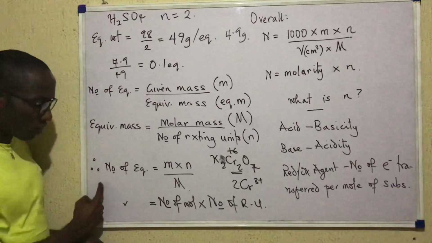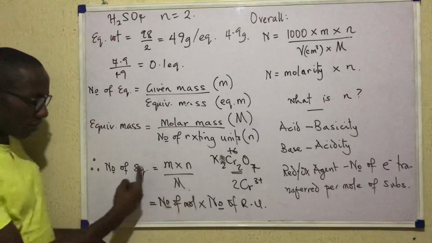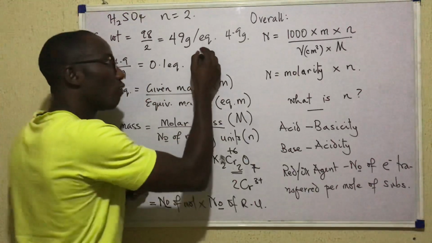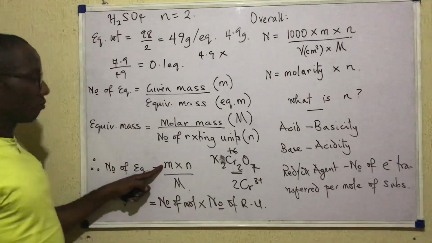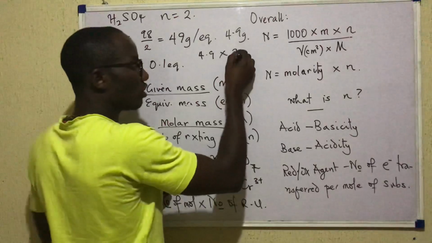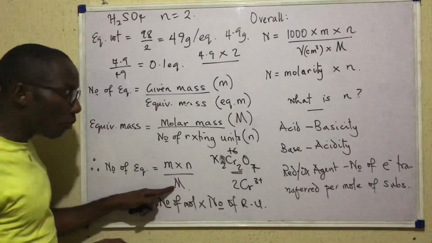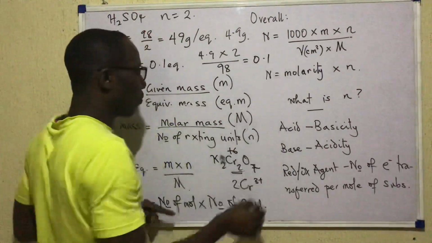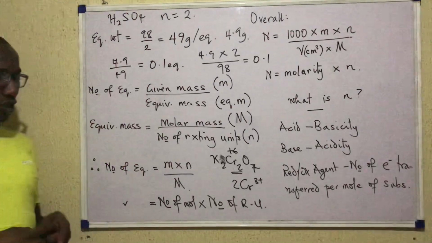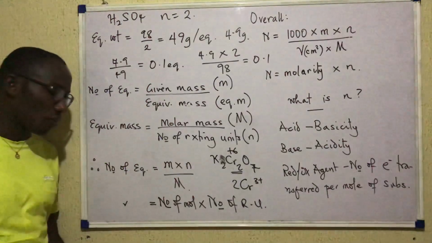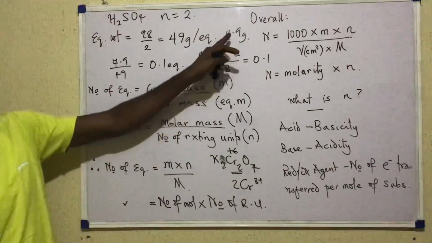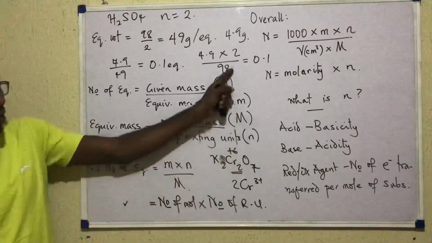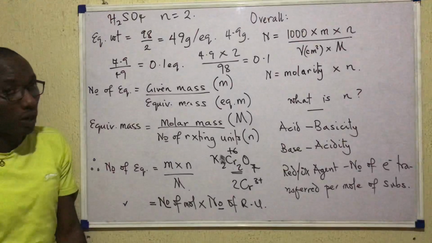But in the alternative, we could use this formula. In that case, I would have calculated the number of equivalents in that 4.9 grams as the given mass, 4.9, times N, which is the number of reacting units, 2, divided by the molecular mass of H2SO4, 98. If you do this, you still get 0.1 equivalents. You may not bother to use this last one. Why? Because if you were to calculate the number of moles first, it will be 4.9 divided by 98, which is already here. So when you multiply that by the number of reacting units, you still get 0.1.